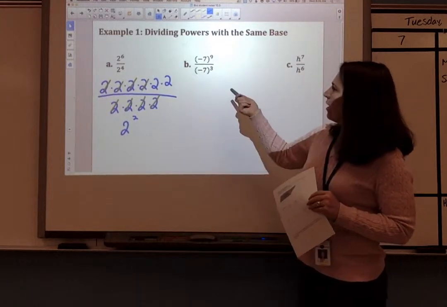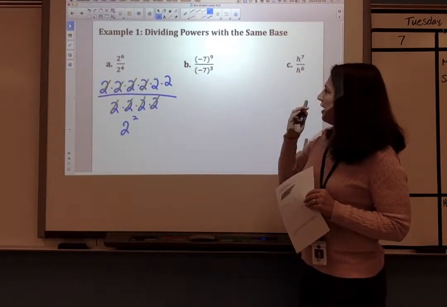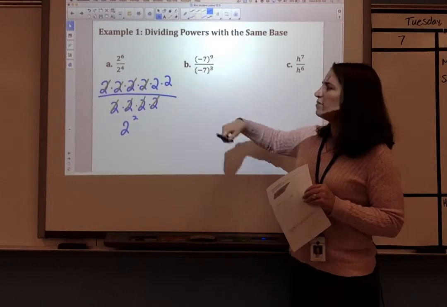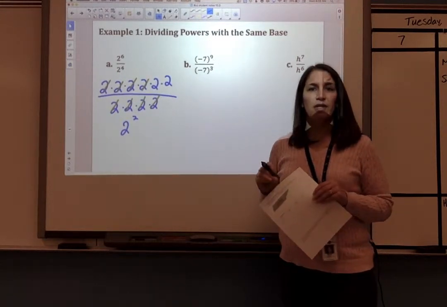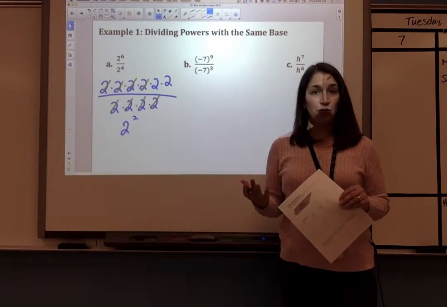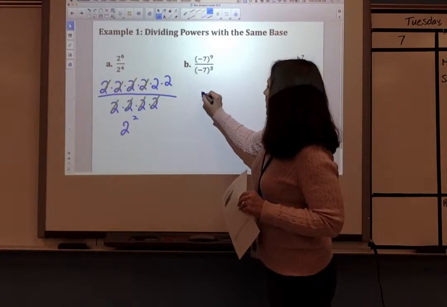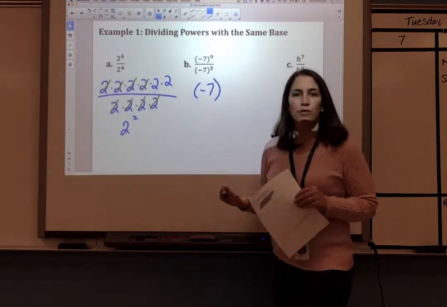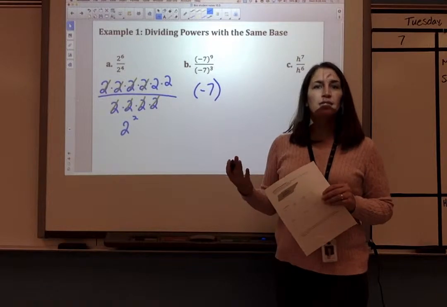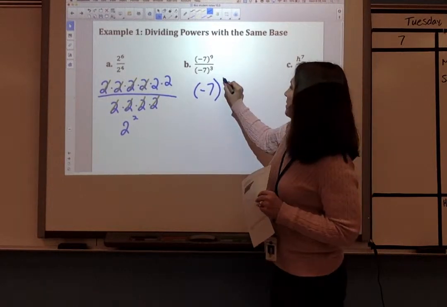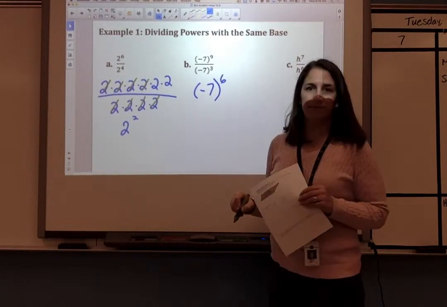All right. Our next example, we have negative 7 to the 9th power over negative 7 to the 3rd power. This time we'll just use the property. We have negative 7 as the base in both the numerator and the denominator. So our exponent will be 9 minus 3, which is 6.